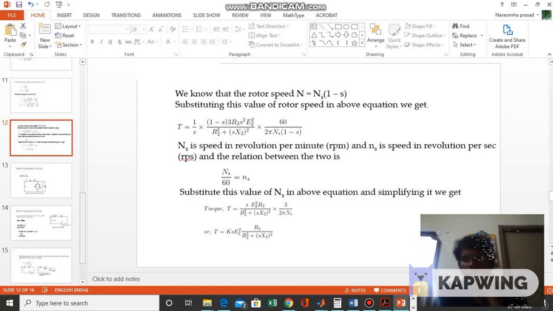And the main thing we have to discuss here is that we have two torques. One is the electromagnetic torque and the other one is the load torque. Load torque means the torque required by the load. Electromagnetic torque means the torque delivered by the motor. So these two should be matched. The torque required by the load should be catered to by the torque delivered by the motor.